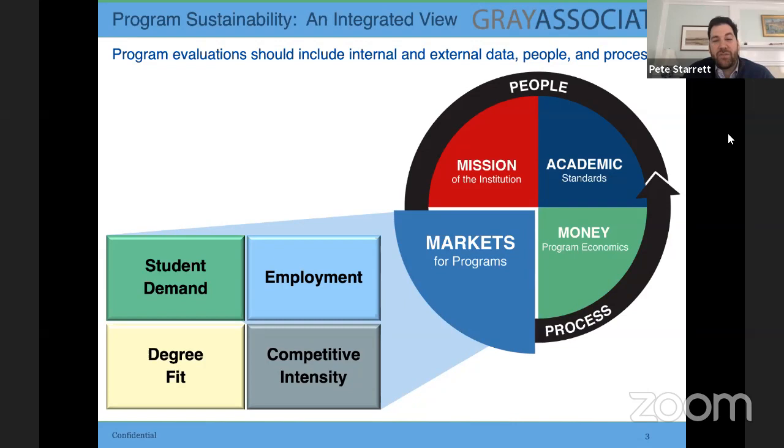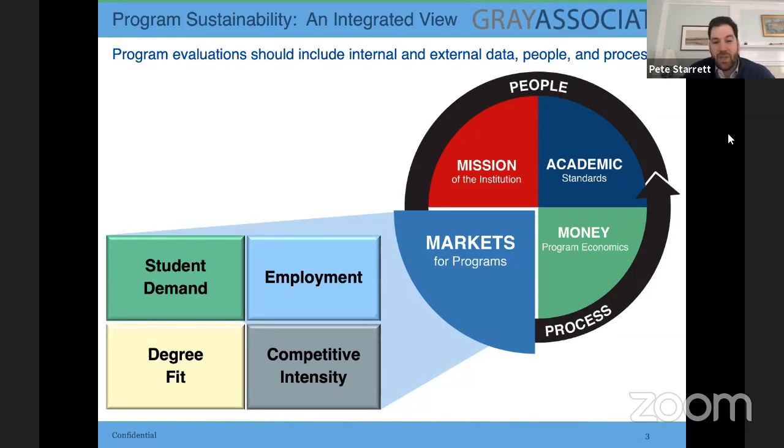I mentioned markets, but it's just as important that you include the mission of the programs and the academic standards, as well as the economics of those programs, much of which is data that you already have. It's a matter of wrapping it up into the right system so that you're able to see this by program in a summary dashboard all in one place, which is extremely helpful when you have that data at your fingertips.